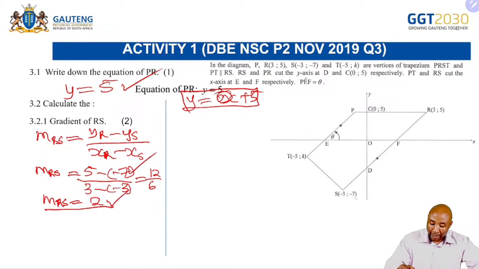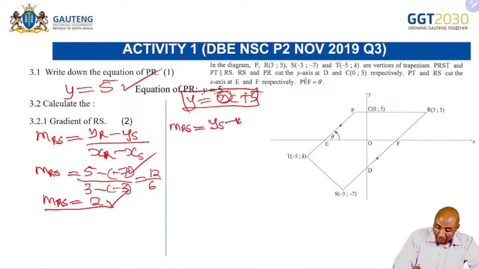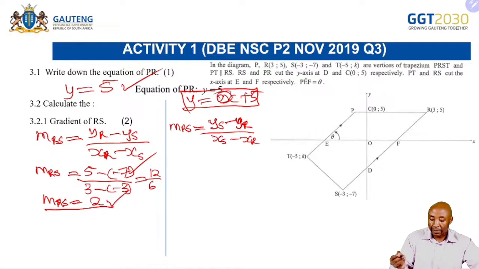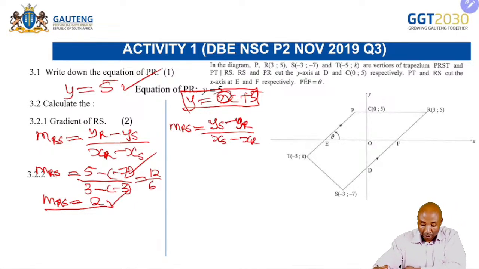Now remember, we can also use the gradient of RS as y at S minus y at R over x at S minus x at R. It will give us the same answer. We move on. So we are also supposed to calculate the size of angle theta.